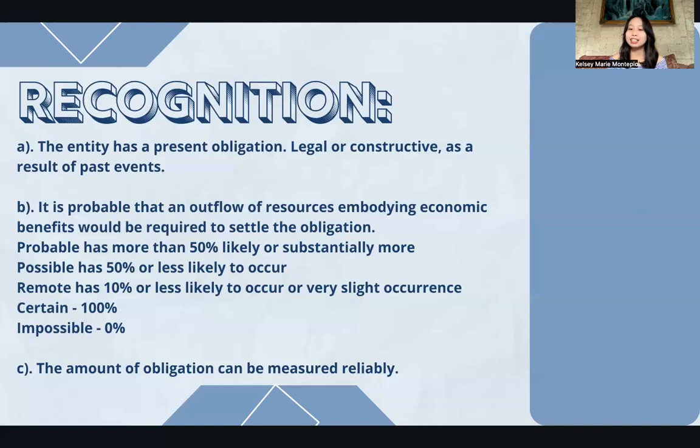When we say legal, it means it arises because of a contract. While constructive is, for example, wala ka dapat utang but you obligate yourself and you accept the responsibility to pay. So provisions also have the same concept of liability.